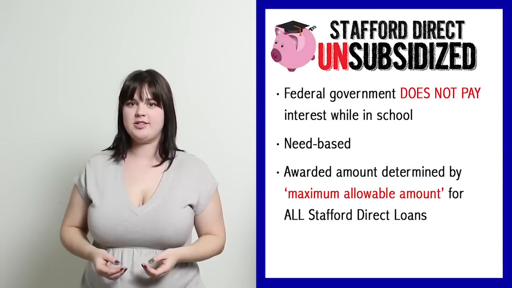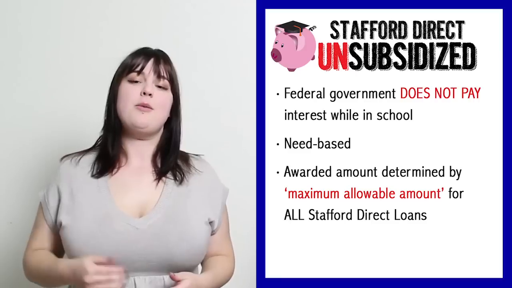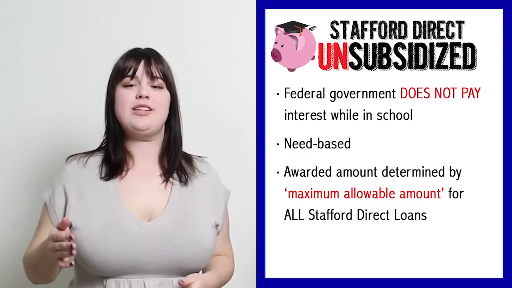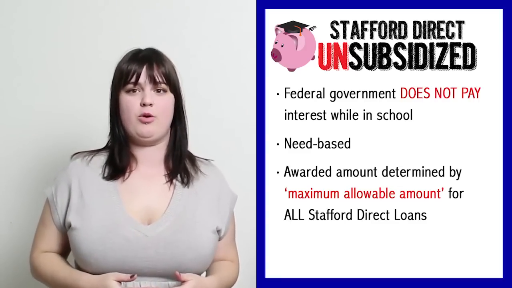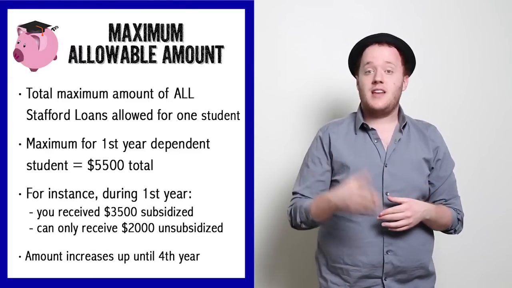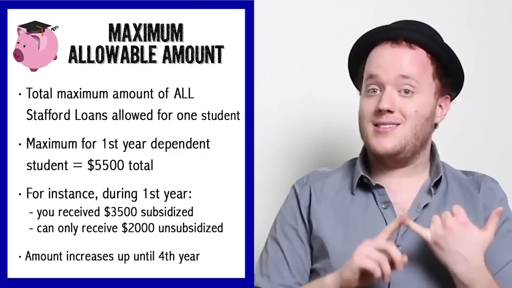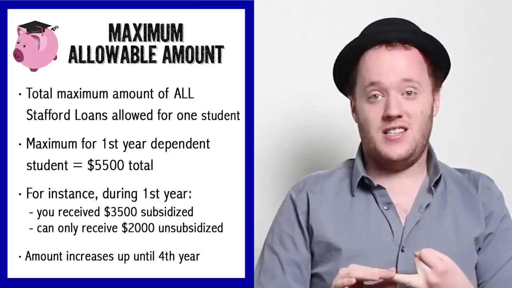The second major type is the Stafford Direct Unsubsidized Loan. That means that the government will not cover the interest on this loan, and the amount that you take out depends on student need and the maximum allowable amount. Now, when Megan says the maximum allowable amount, what she's referring to is the maximum amount of Stafford loans that a student can take out. This includes both the Stafford Direct Subsidized and the Unsubsidized loan.